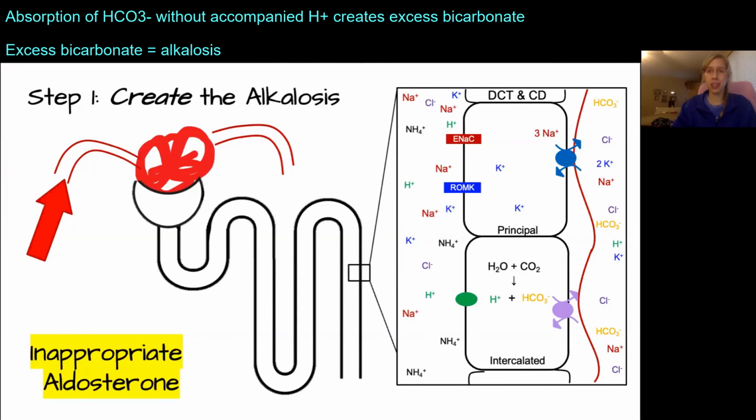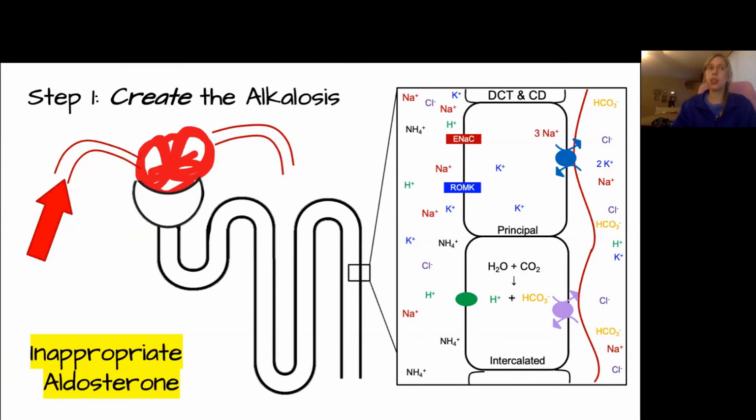Let's walk through those animations one more time. So we have a high flow state with the presence of aldosterone. Aldosterone is going to accentuate the activities that we talked about before with all of the different ion pumps and channels. But we're going to have a high delivery of sodium and water to the distal nephron in this state.